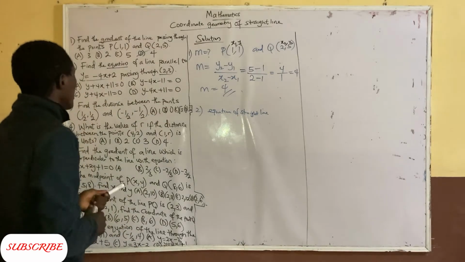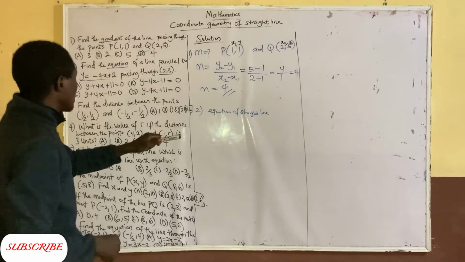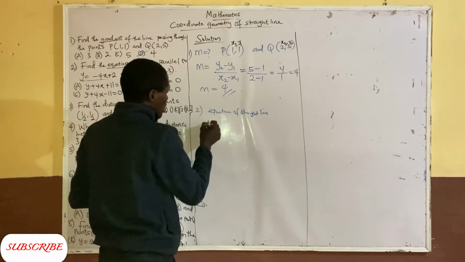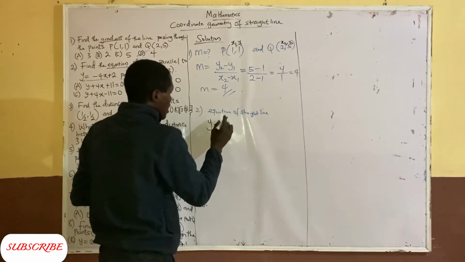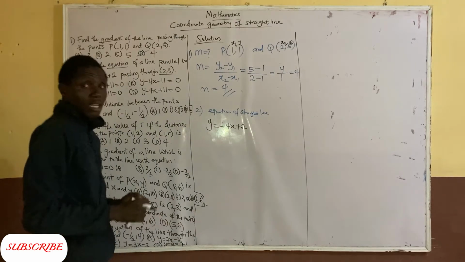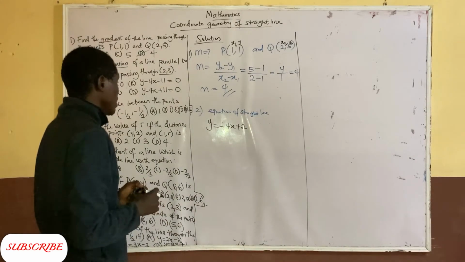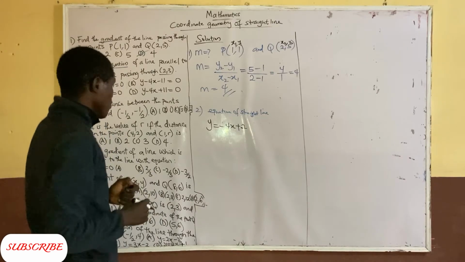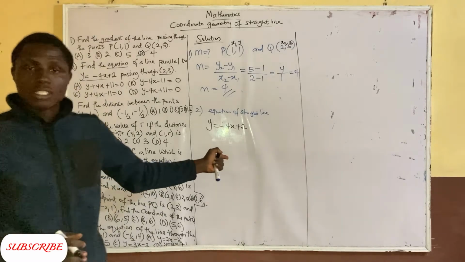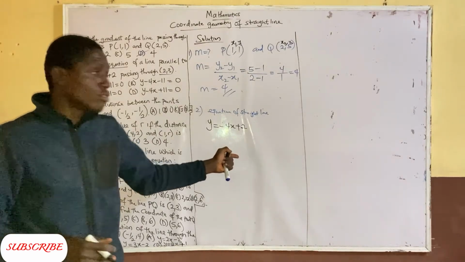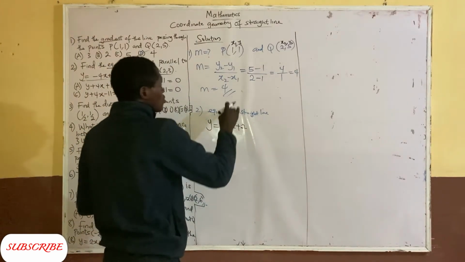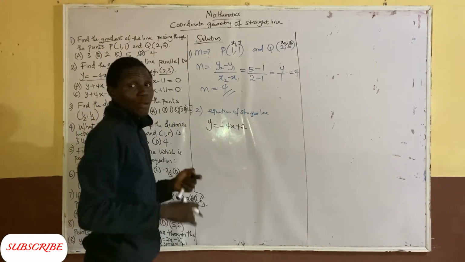Now, we are asked to find the equation of a straight line that is parallel to this. We are given another equation, which is y equals minus 4x plus 2. The first thing is to determine the slope of this line given to us, so as to be able to use it to get the equation of the straight line we are talking about.